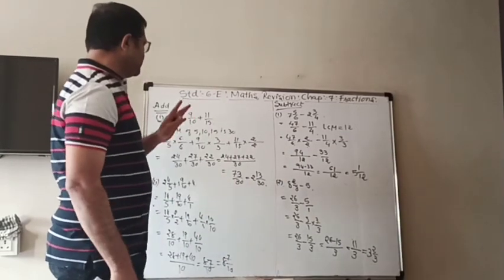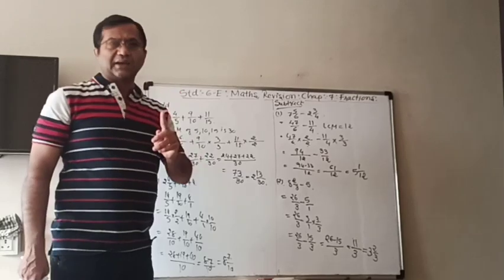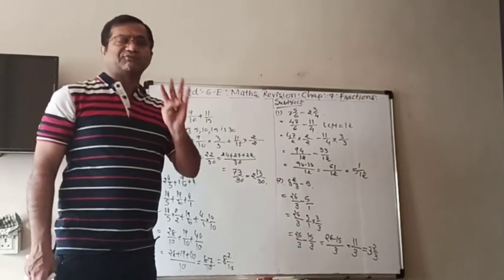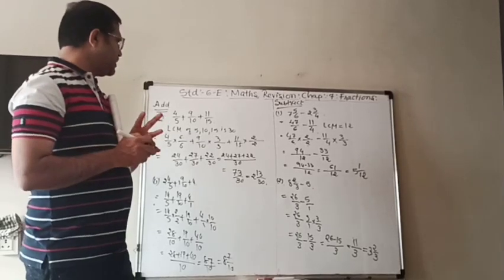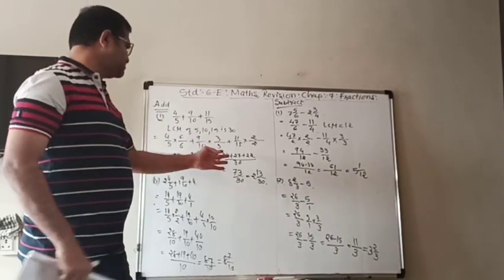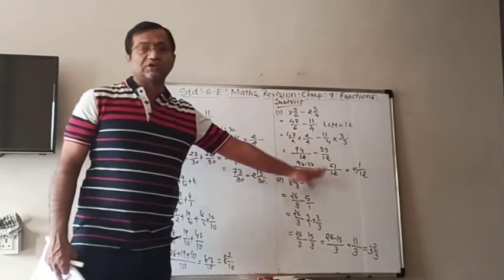So by this method, the same thing to follow. First we have to make them like fractions by finding the equivalent fraction of each, and then, if it is addition, do addition, or subtraction according to the given situation.